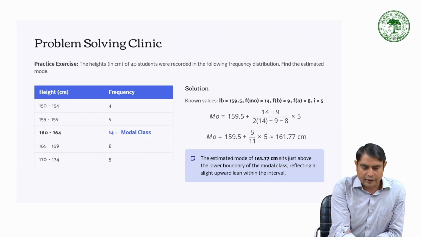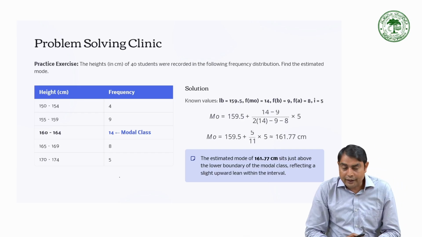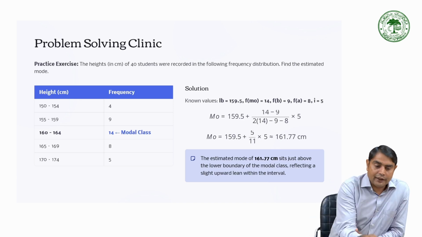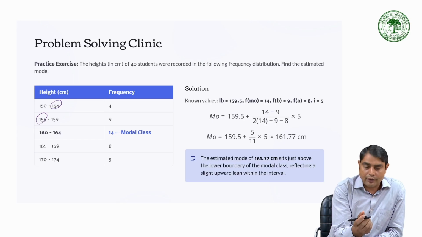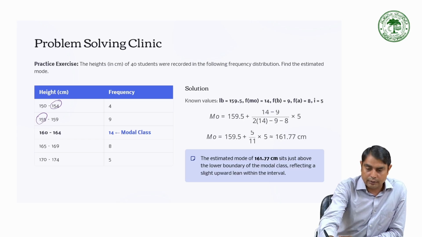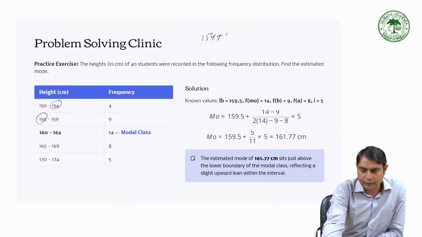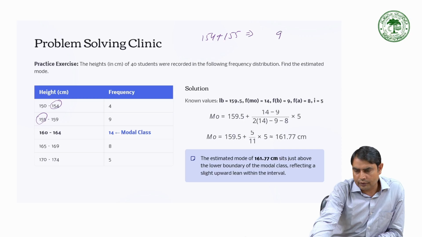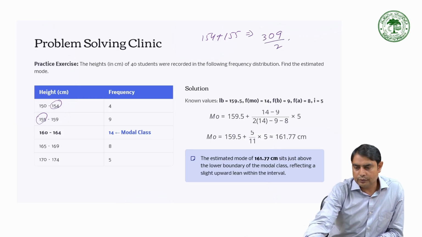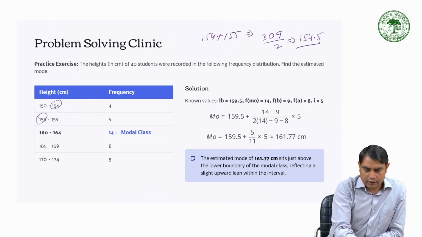Heights are given, and then frequencies are given. But again, looking at this, you'll find that there is a gap between the higher value and the lower value of the next range. So you have to take L1 again as an average of this, 154 plus 155, divided by 2, which will give you 154.5 for this.